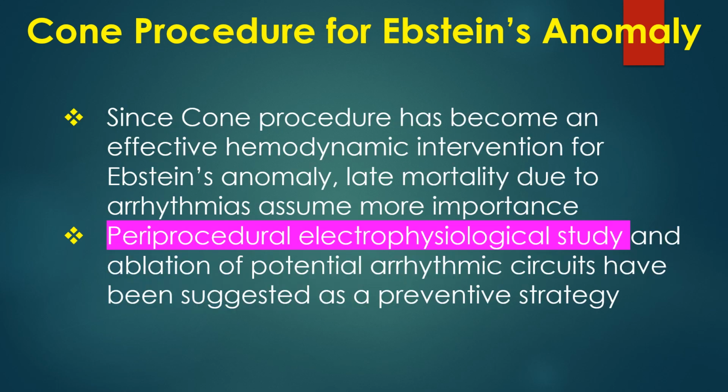Since cone procedure has become an effective hemodynamic intervention for Ebstein's anomaly, late mortality due to arrhythmias assumes more importance. Periprocedural electrophysiological study and ablation of potential arrhythmic circuits have been suggested as a preventive strategy.